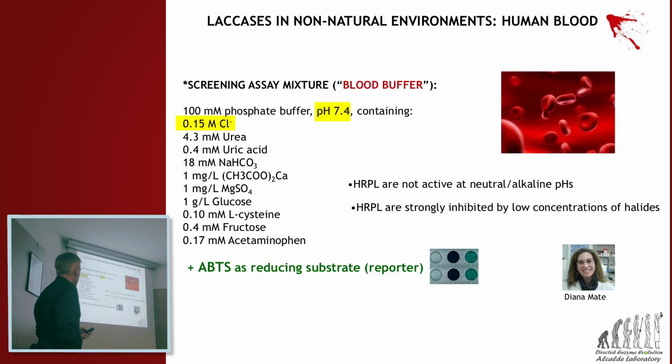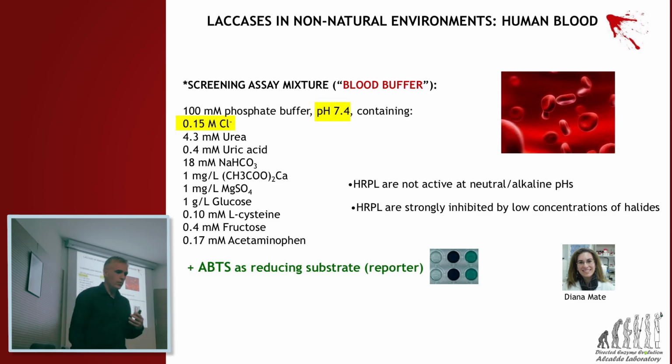At this point, we couldn't use real human blood in our screening assay because otherwise a lot of interferences would occur in terms of coagulating agents and red cells. Instead, what we did was to prepare a surrogate blood, which we call blood buffer. And this blood buffer basically mimics the biochemical composition of human blood, but in the absence of cells and coagulating agents, and incorporating a classical laccase substrate as reporter of the laccase activity.